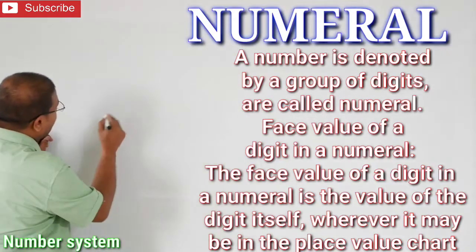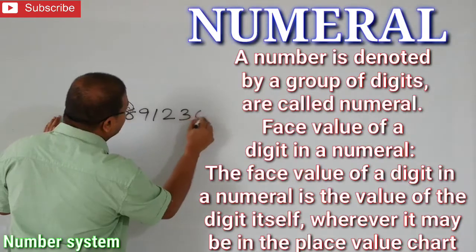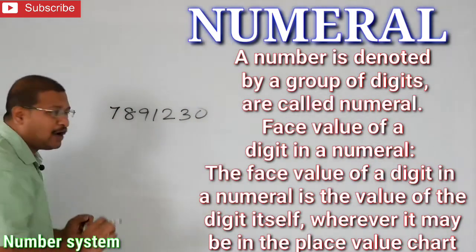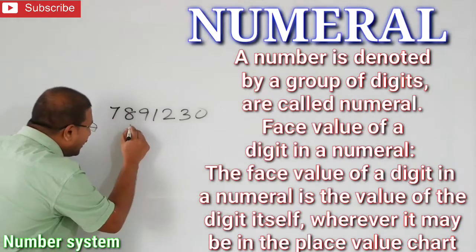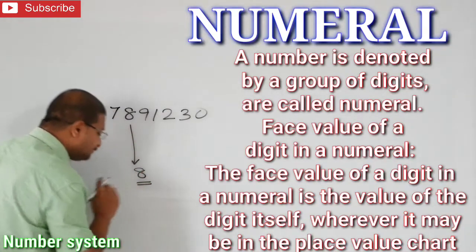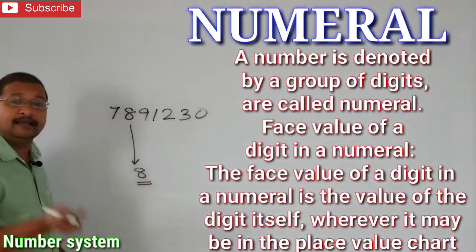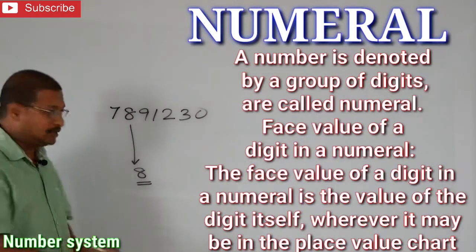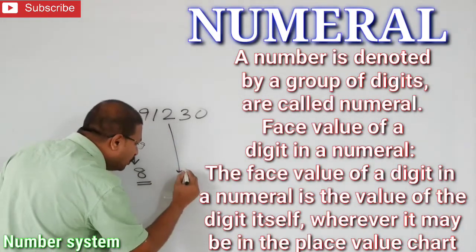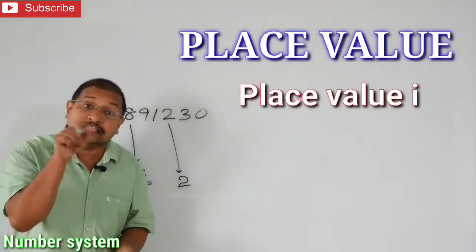That means I am writing here 7, 8, 9, 1, 2, 3, 0. Suppose I am writing this one as the number. Now, if I want to say the face value of 8, face value of 8 means just 8. We don't write any other things, directly we will write only the value of the digit, the same value. Ready? That means if I want the face value of 2, I can write only 2. Ready? Let us see now place value.